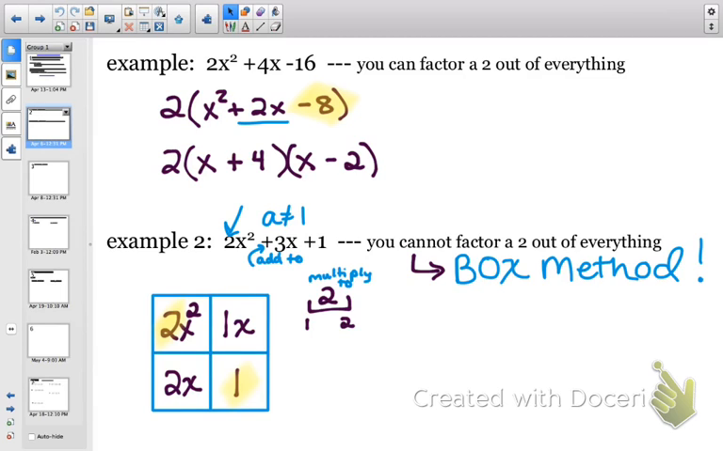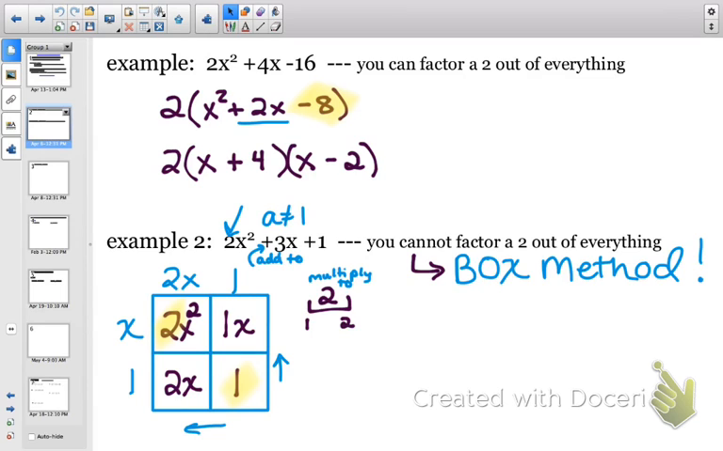Now, from the bottom row, I am going to take the GCF of 2x and 1. The only thing they have in common is 1. From the top row, I take out the GCF of 2x squared and 1x. They both have an x in common. Now I need to factor up. If I look at the left column, they each have a 2 and they each have at least one x, so I can take out a 2x. And then my top right and my bottom right, they each have a 1 in common.